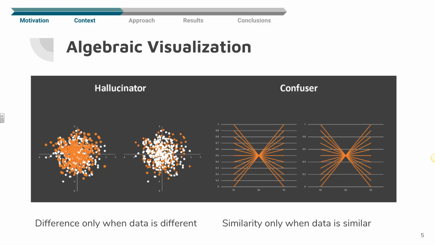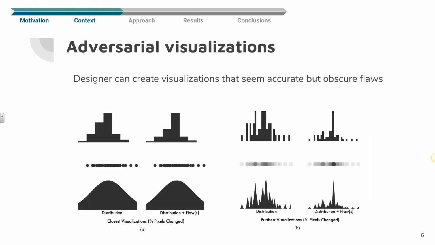So the left is actually straight lines, and the right plot is 2 lines connected at that center vertex. These are called confusers. They also framed this around adversarial visualization, so the idea that you can obscure flaws by adjusting the parameters.